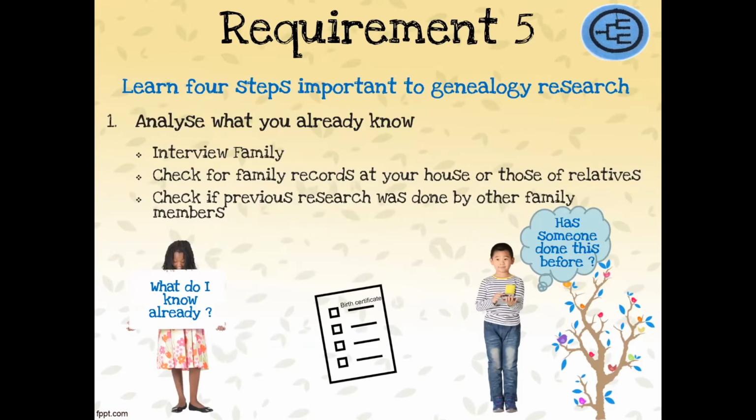4 steps. 4 very important steps for research. Well, the first I would say is to analyze what you already know. Interview your family, check for any records that you may have in your house or those of your relatives. Your parents are bound to have your birth certificate somewhere in the house. It's most likely that they would have their birth certificate somewhere in the house, or a passport, or maybe if you have been dedicated, there might be some information there.